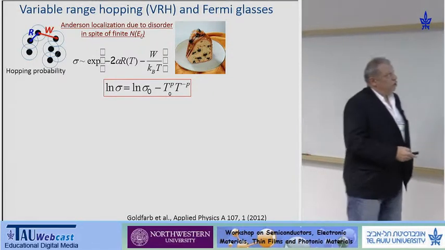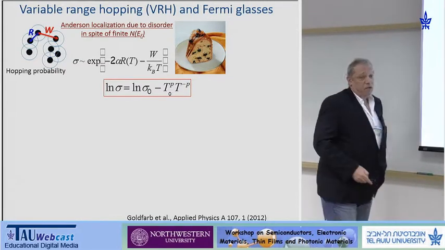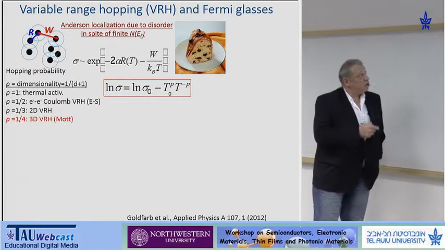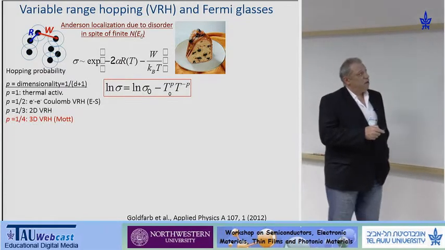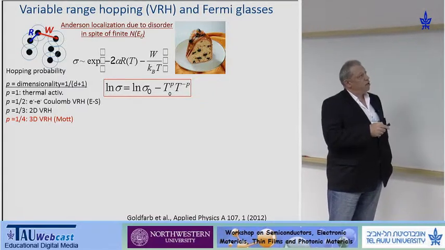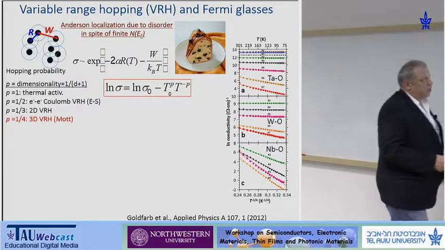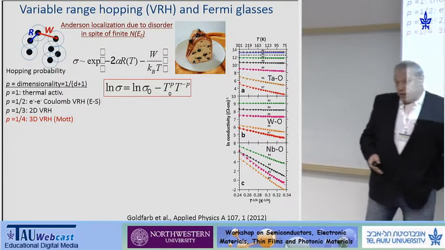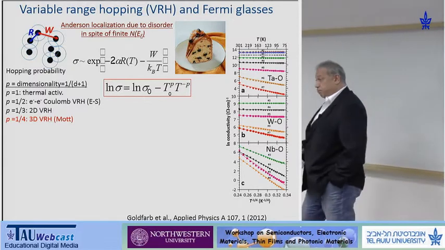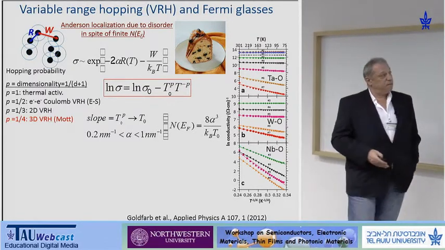And we can put it logarithmically, and then we can plot the conductivity against temperature to the power of -p, where p is a dimensional argument. In other words, in a three-dimensional case, so three-dimensional variable range hopping, we're supposed to get the -1/4 dependence, and that's what we got. So we could safely say that what we see is variable range hopping, and therefore that oxide is basically a Fermi glass.